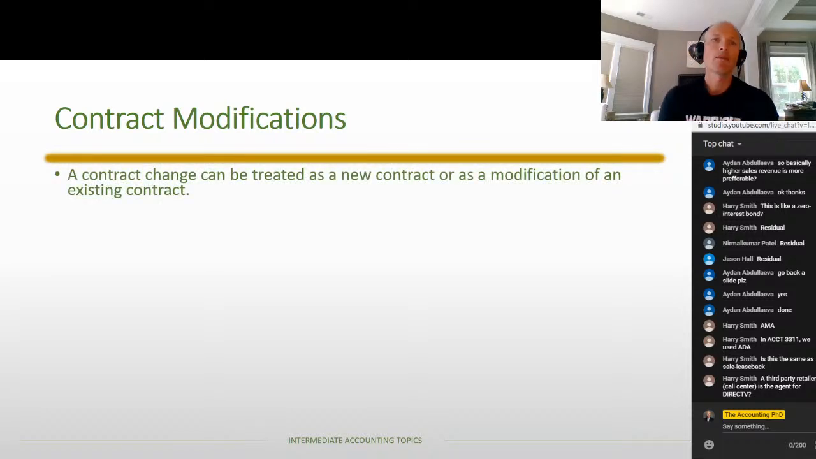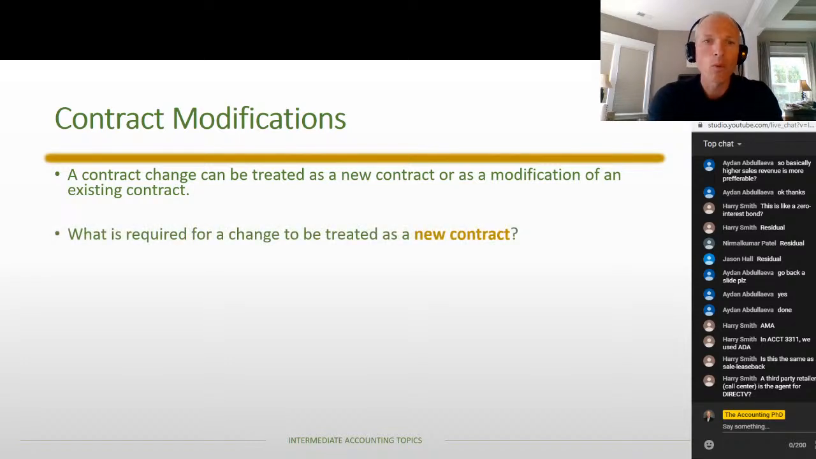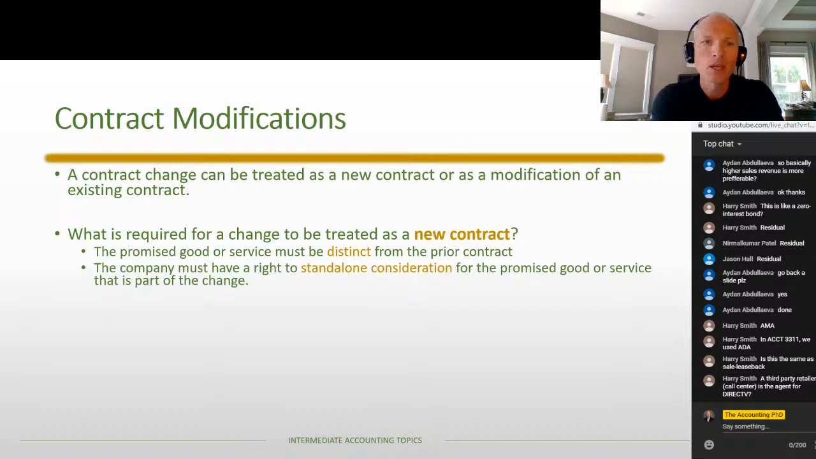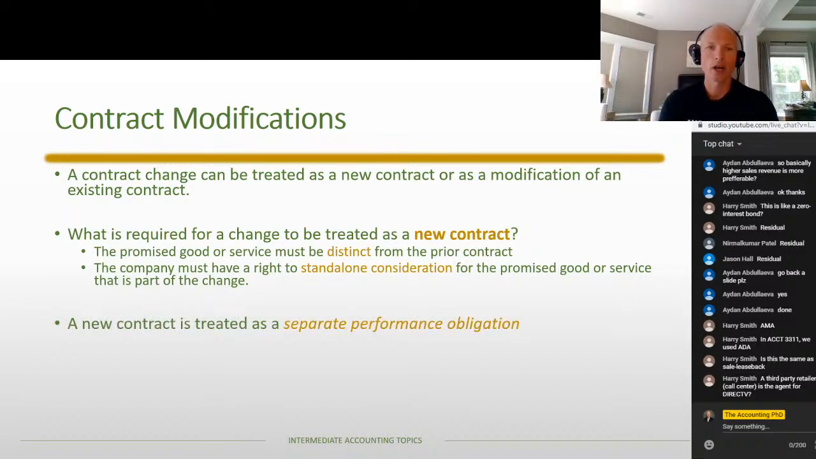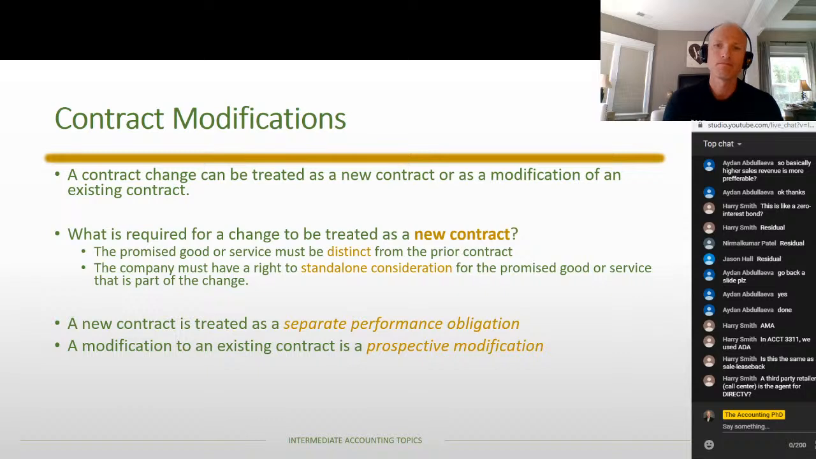Contract modifications. A contract change can be treated either as a new contract or a modification of an existing contract. So the question is, when is it a new contract? If the good or service is distinct from the prior contract, then it could be treated as a new contract. The second thing is the company must have a right to standalone consideration for the promised good or service. Those two things together mean that you do have a new contract, which would be treated as a separate performance obligation. If the good or service is not distinct, or if there is not standalone consideration, then it is a modification of an existing contract, and that's what's called a prospective modification under the new guidance.